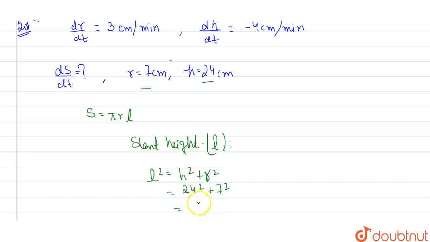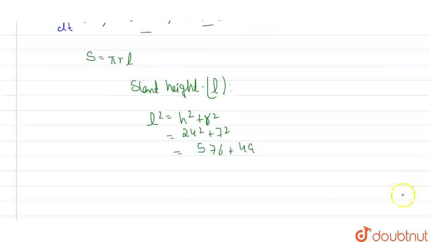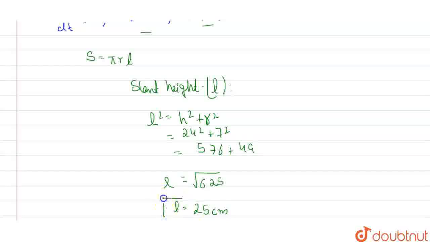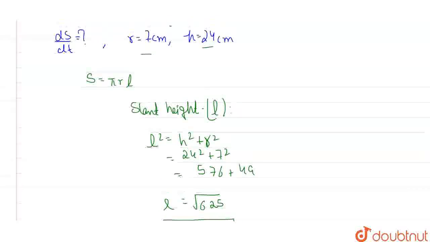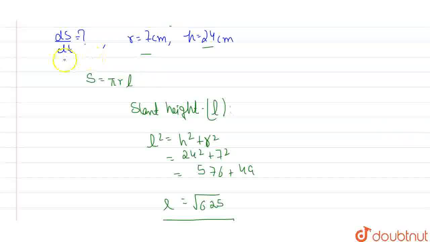It will come out as 576 plus, what is the square of 7? Yes, 49. When we sum them up, they will come out as 625, which is under root of l. So l will become exactly 25 centimeter. This is our l. When we find ds by dt, in this term it will always become dl by dt, right? We need the value of dl by dt. How will we find the value of dl by dt?